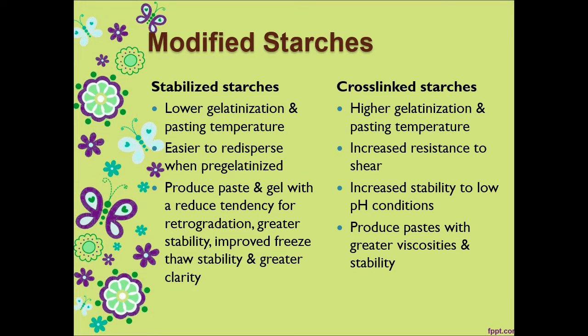And then the stabilized starch will produce paste and gel with a reduced tendency for retrogradation, having greater stability, improvement in terms of freeze thaw stability and greater clarity. Okay, so that is the benefit of stabilized starch. For cross-linked starch, it would increase resistance to shear, increase stability to low pH condition. So these are all the factors of gelatinization. And then it produces paste with greater viscosity and stability.